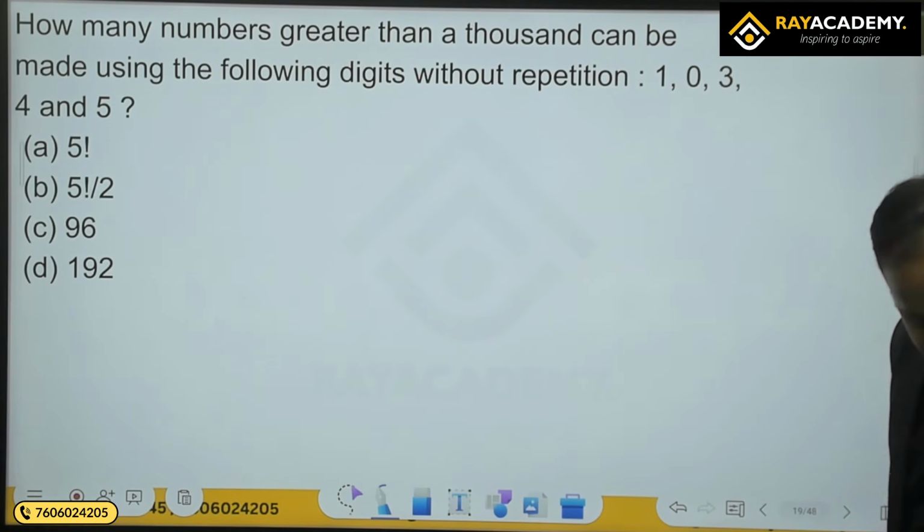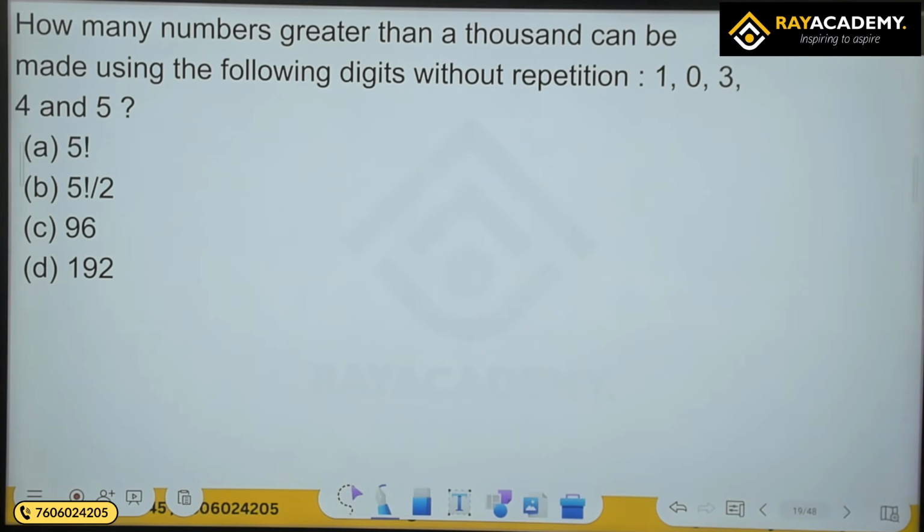Okay, next question. How many numbers greater than 1000 can be made using the following digits without repetition? 1, 0, 3, 4, 5. Greater than 1000, so how many digits? 5-digit numbers can also be possible. We have to see carefully.